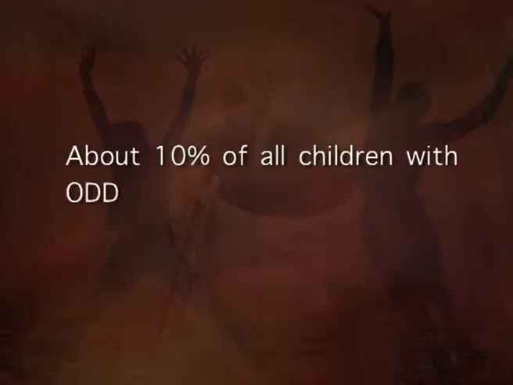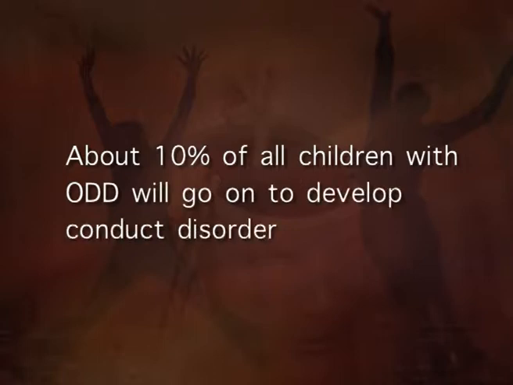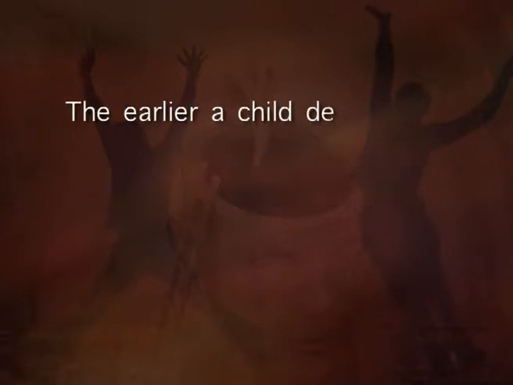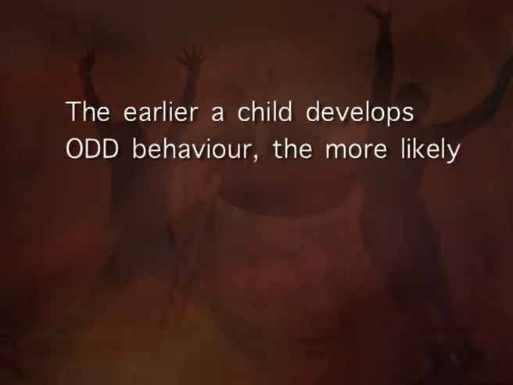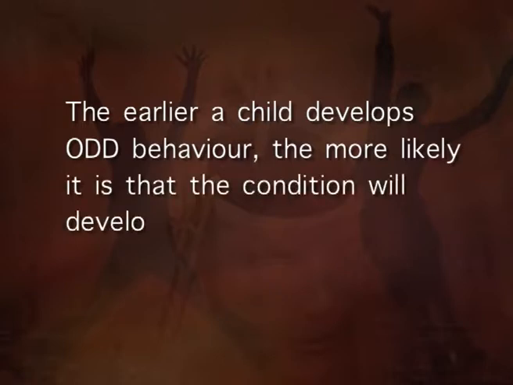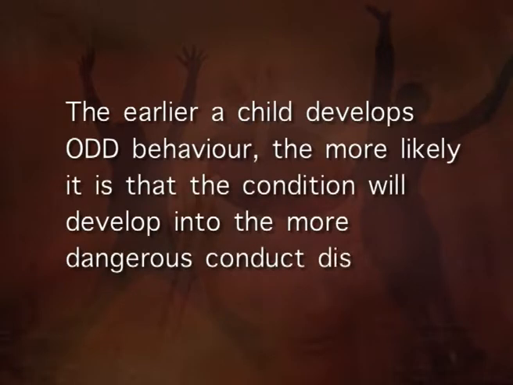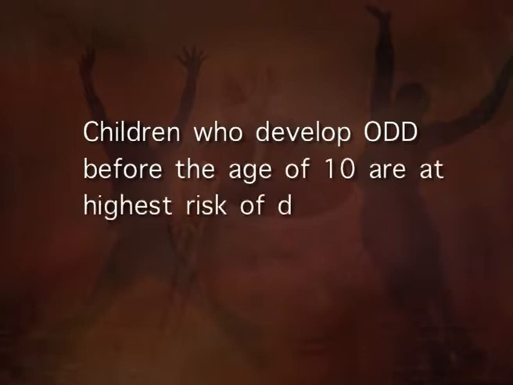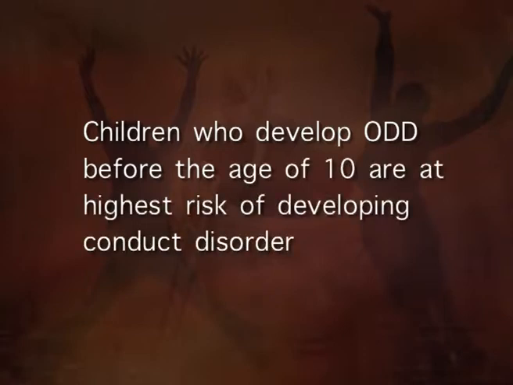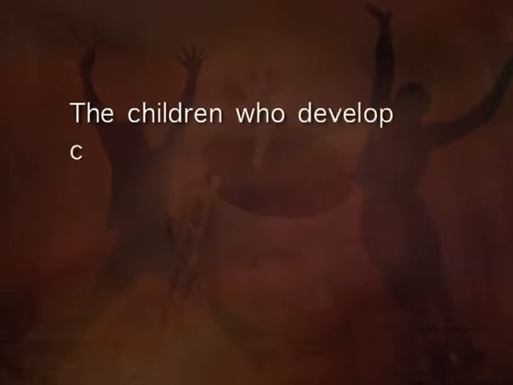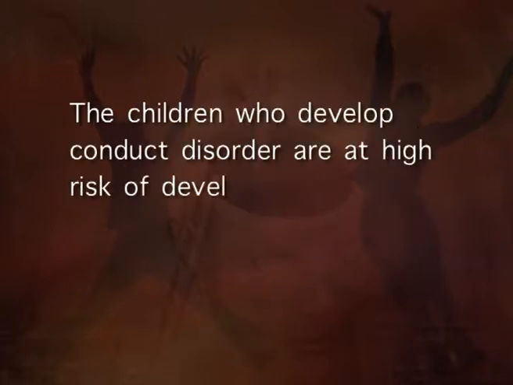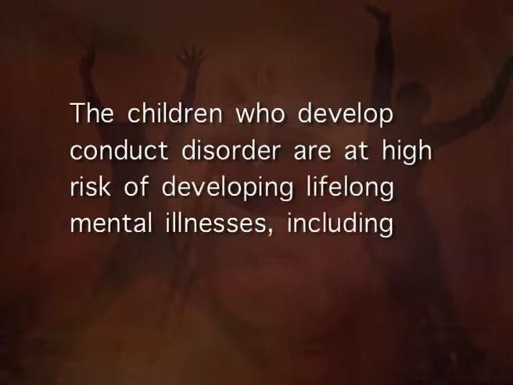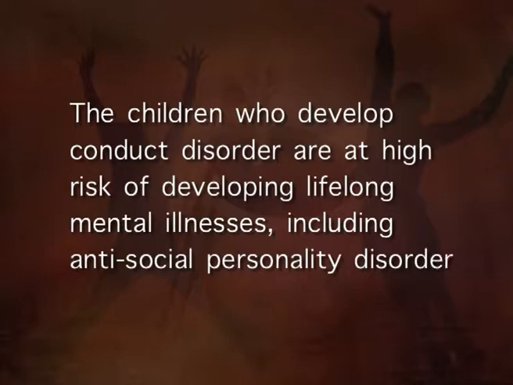About 10% of all children with ODD will go on to develop conduct disorder. The earlier a child develops ODD behavior, the more likely it is that the condition will develop into the more dangerous conduct disorder. Children who develop ODD before the age of 10 are at highest risk of developing conduct disorder. The children who develop conduct disorder are at high risk of developing lifelong mental illnesses, including antisocial personality disorder.